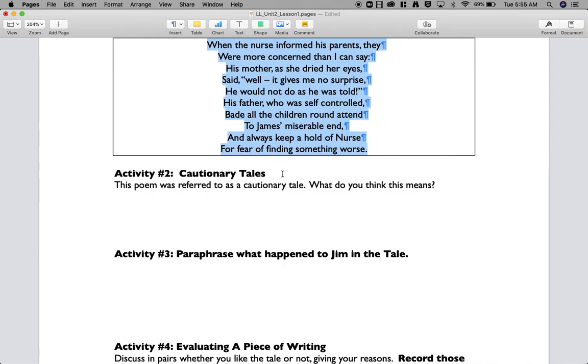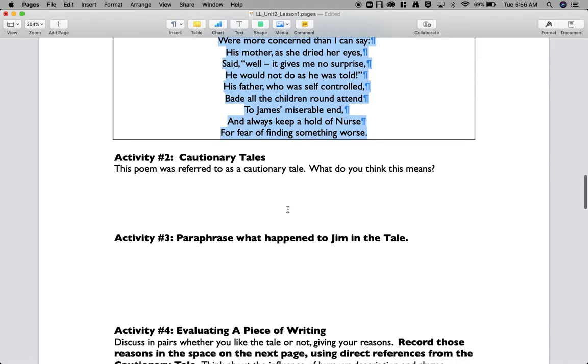This poem was referring to a cautionary tale. What do you think this means? Press pause now and you can type out a couple sentences. What does a cautionary tale mean? Okay, let's move on.